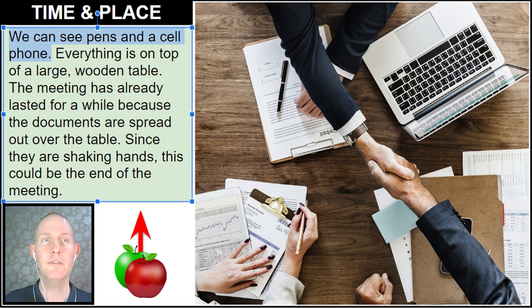We can see pens and a cell phone. Everything is on top of a large wooden table. The meeting has already lasted for a while because the documents are spread out over the table. Since they are shaking hands, this could be the end of the meeting.